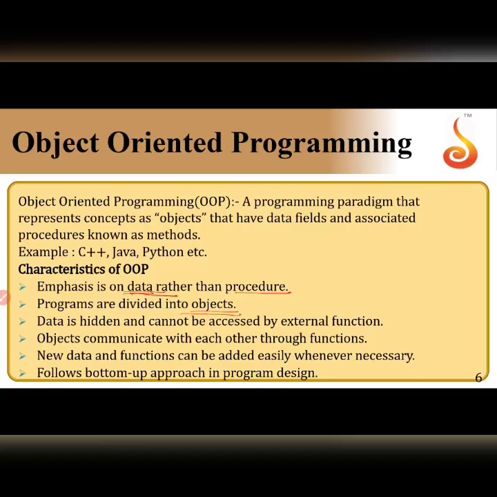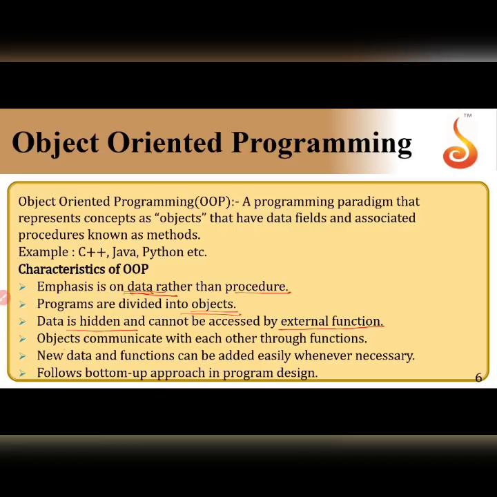The program is divided into a number of objects, and each object is associated with its own data fields and member functions, or I can say methods, which act on that data. Data is hidden and cannot be accessed by an external function. Suppose I write a class with a set of data and methods to it. I can restrict a function which is not part of the class from accessing that. It is hidden inside and cannot be accessed by all the functions of that application.